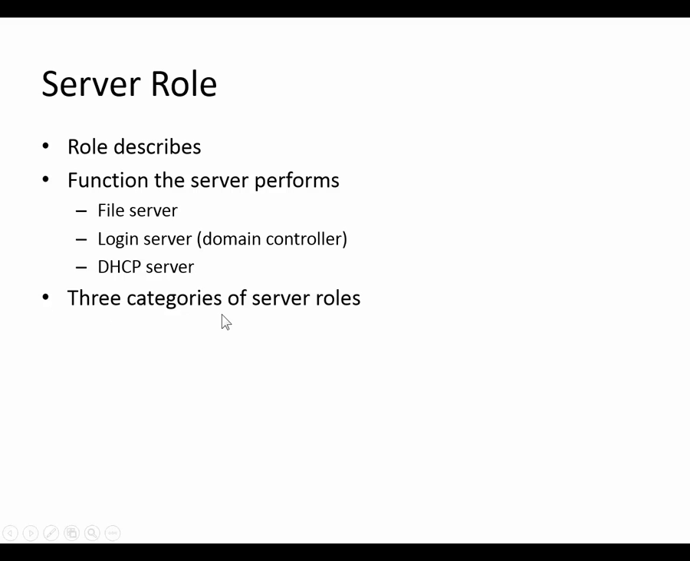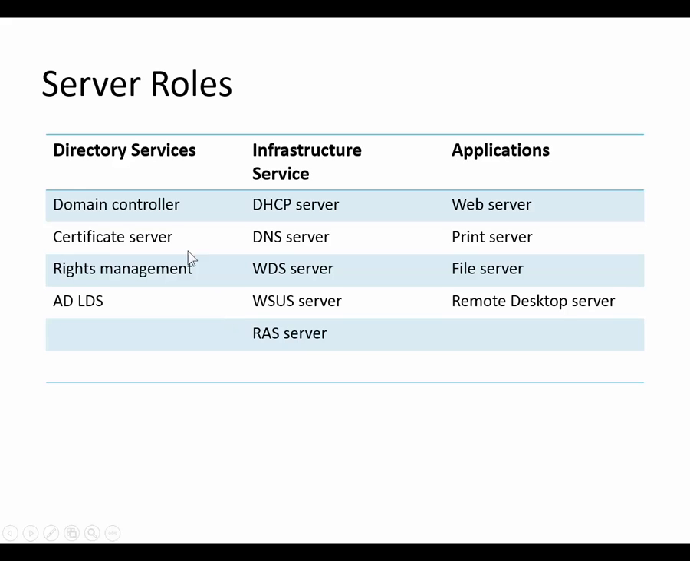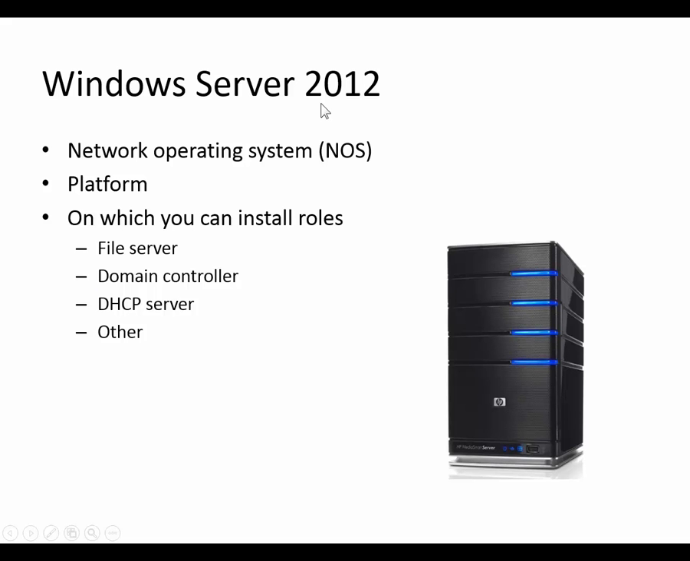There are three general categories of server roles. There is directory services, and that includes the domain controller, which, as you know, is the login server. And there is the infrastructure service, which would include DHCP server, DNS server, Windows Deployment Server, Windows Server Update Services, and remote access server. And application roles include web server, print server, file server, and remote desktop server. Windows Server can perform any one or all of these roles.